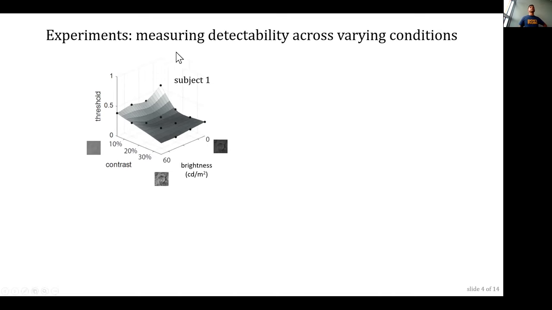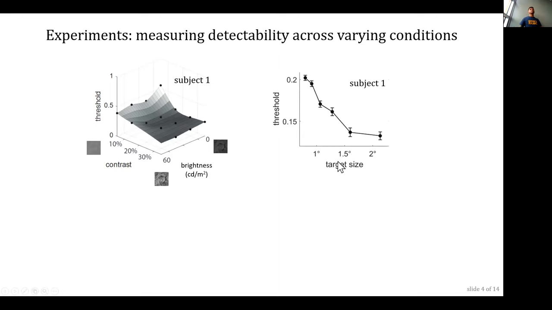So we are basically measuring the detectability across varying conditions. In this series of experiments, we varied the overall luminance, brightness, and contrast of the images. These are just some examples of what it looks like when you vary the brightness and the contrast. And we basically measured the detection threshold in units of edge power on a human subject. And what we can see is that for very low brightness and contrast, detection threshold is high, which means your detectability is poor. But as you keep increasing brightness and contrast, detectability improves, but then it kind of saturates. So beyond a certain point, it doesn't help to make the image brighter or higher contrast. Your ability to detect the target is going to remain the same.